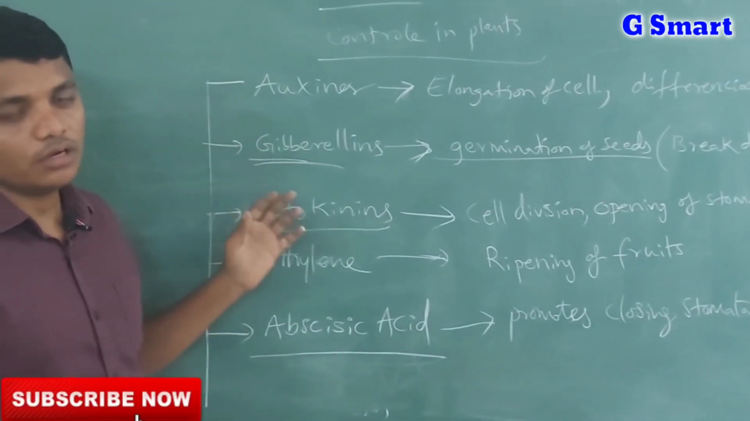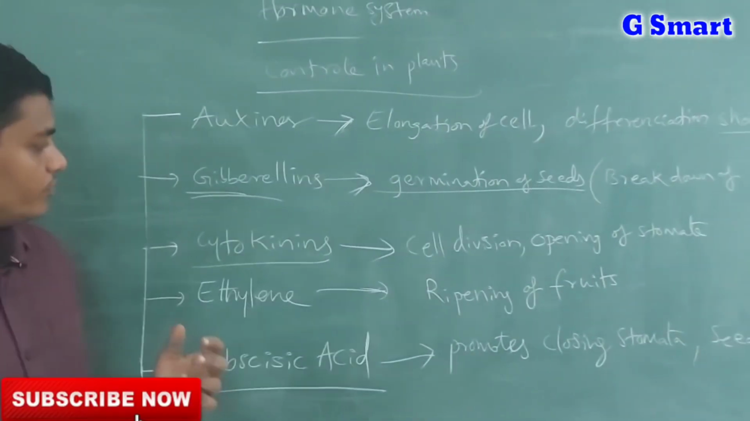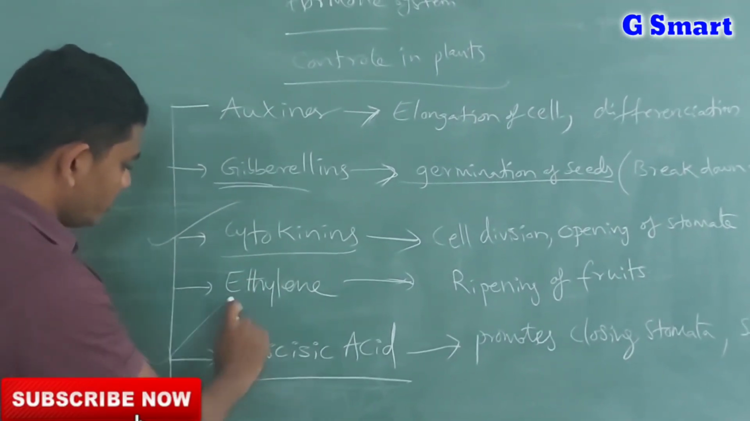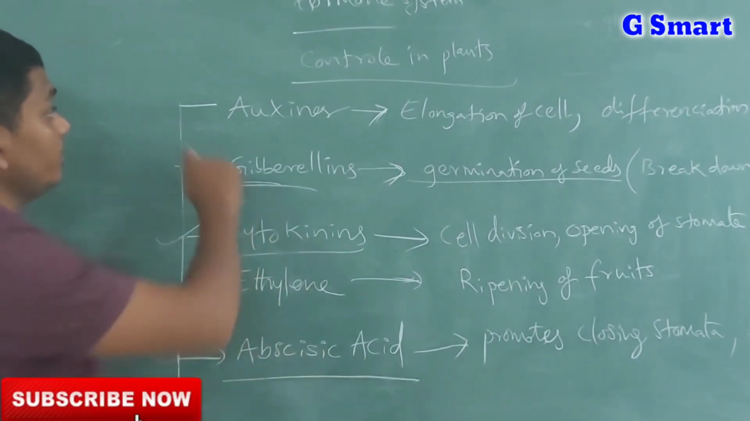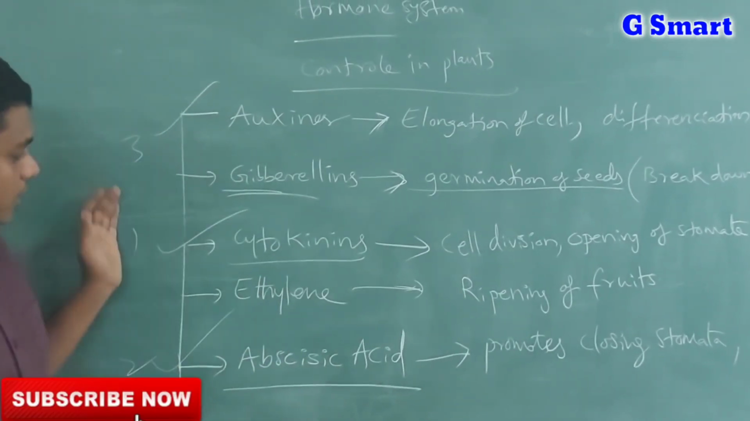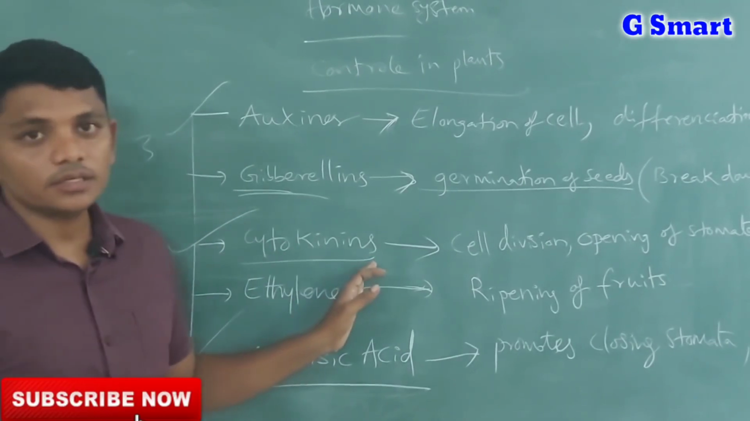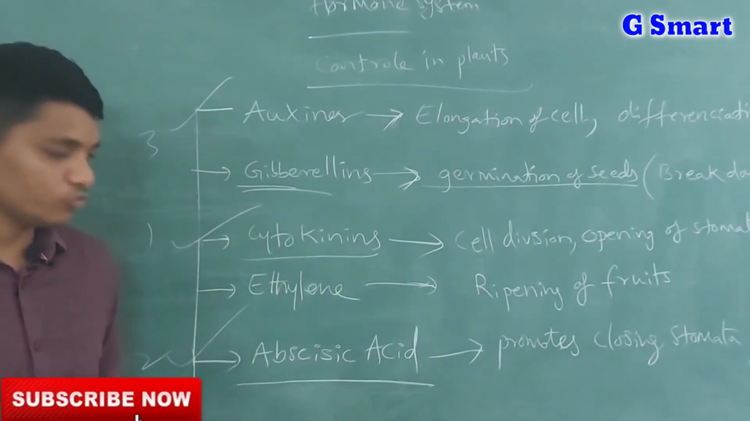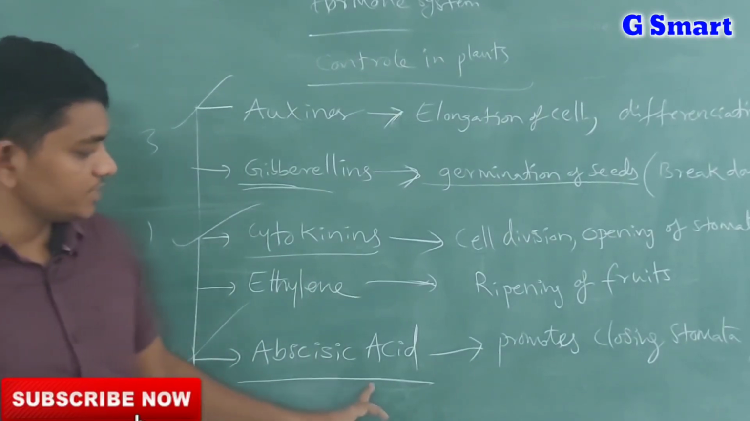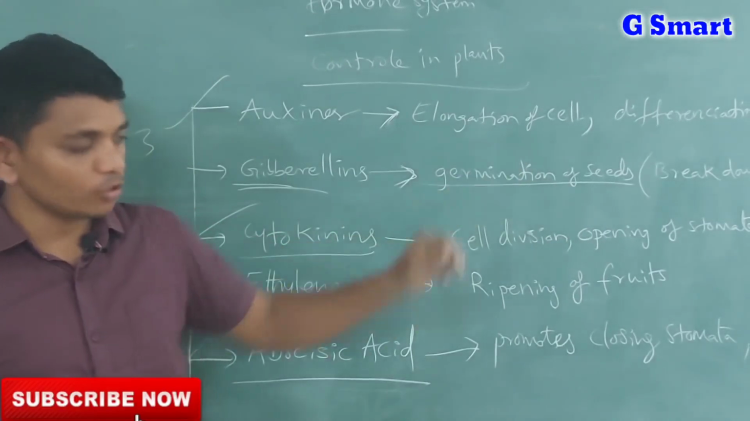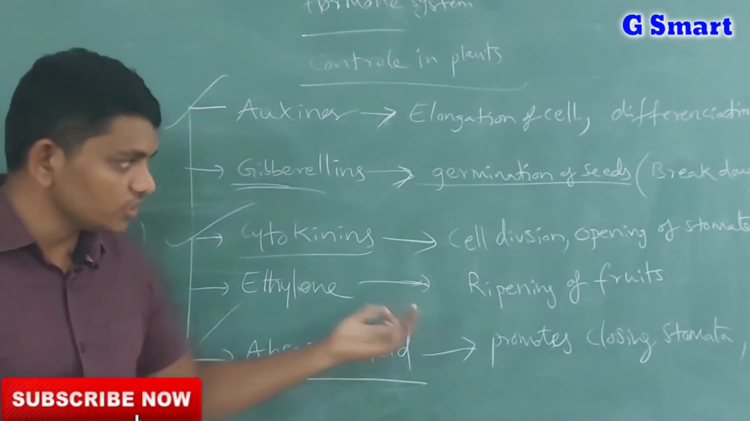So from this chart, we can expect questions from these ones. First one is cytokinins, second one is abscisic acid, and third one is auxins. 1, 2, 3. We can expect questions from these three. Cytokinins promote cell division and the opening of stomata. And abscisic acid promotes the closing of stomata.